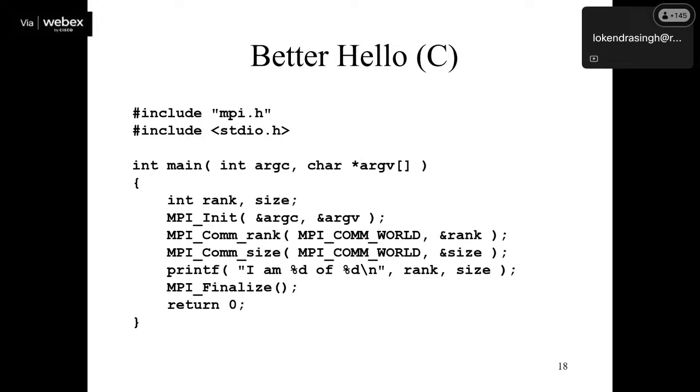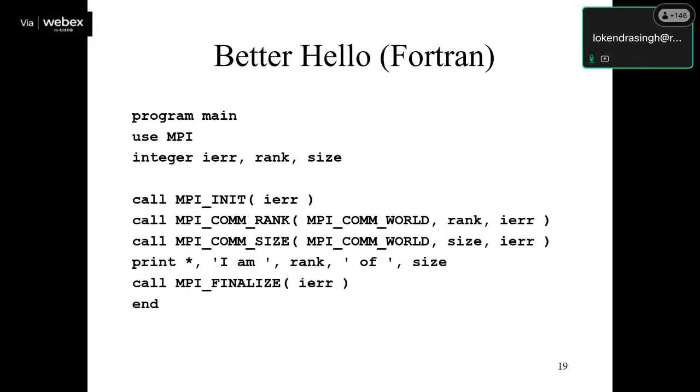And if you want to execute your programs, we have to write mpirun -np. np is a flag for how many processes you need. Suppose you require 4 processes, then you have to write mpirun -np 4. The same program can also be written in the Fortran language.